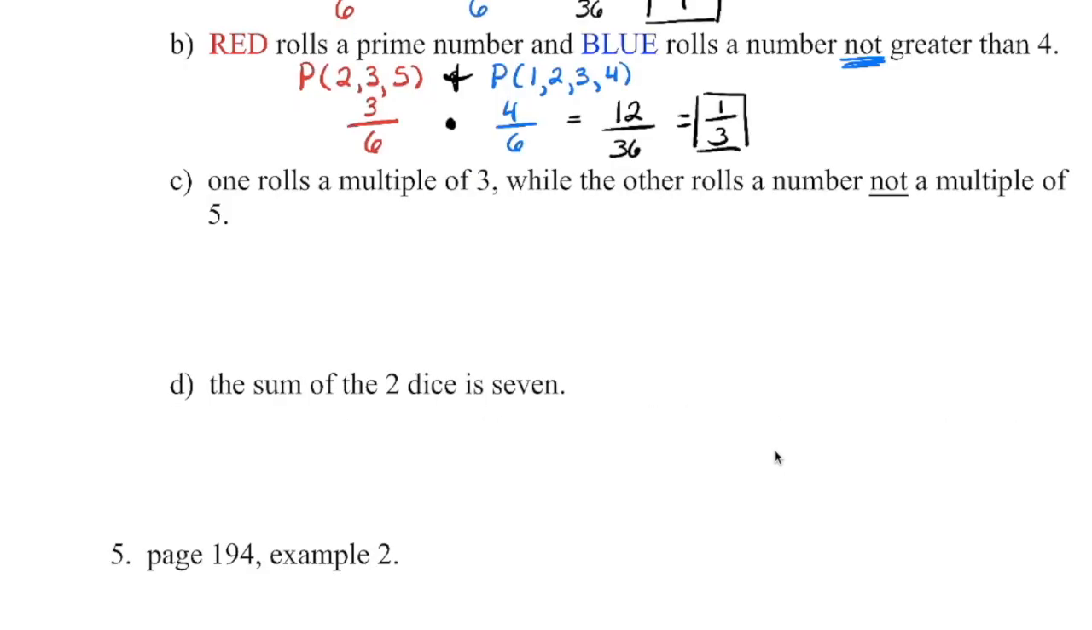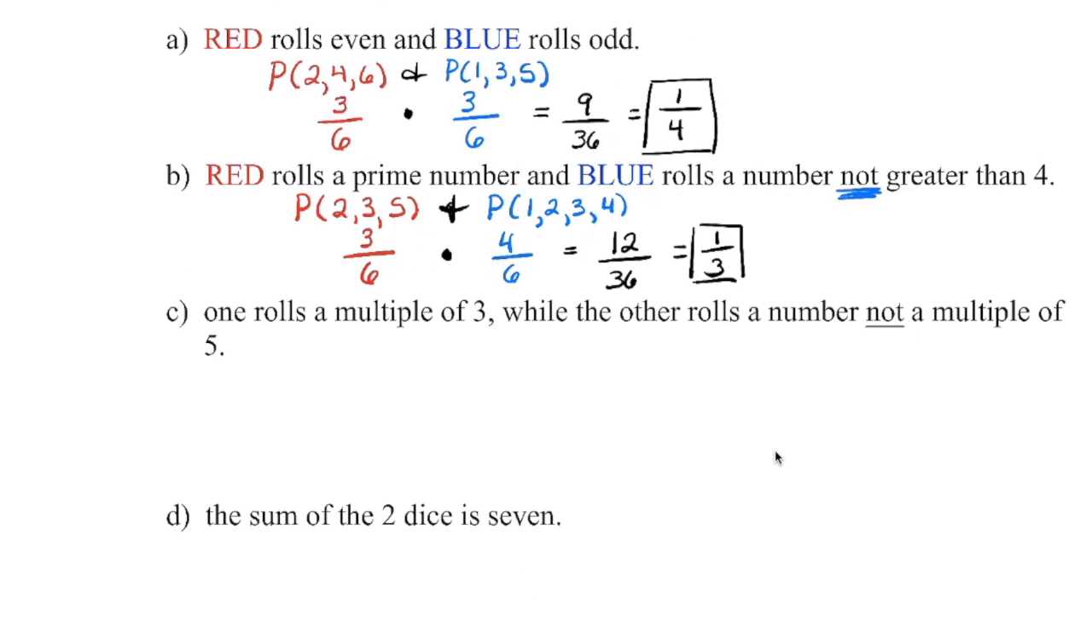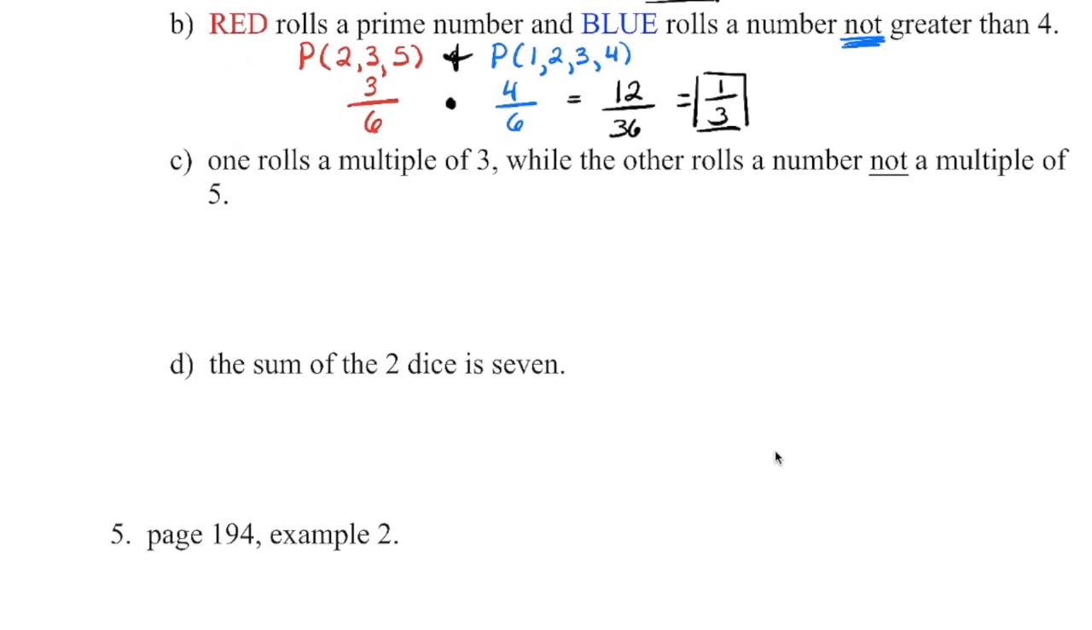Okay, that brings us to C. And notice what's different about C than the previous two, A and B. Well, A and B specified the red dice does this, the blue dice does this. C doesn't. So we have to account for both situations. So it says one dice rolls a multiple of 3. So we're going to start with, okay, let's say the red dice rolls a multiple of 3. Well, on a dice, the multiples of 3 are either 3 or 6.